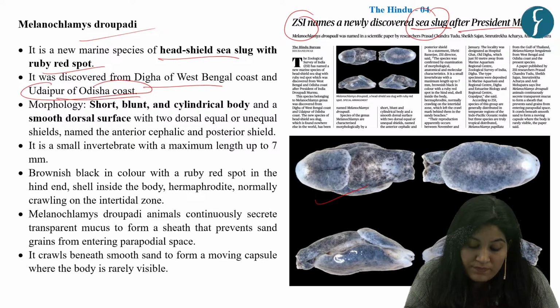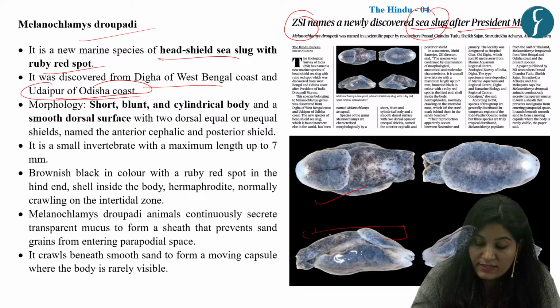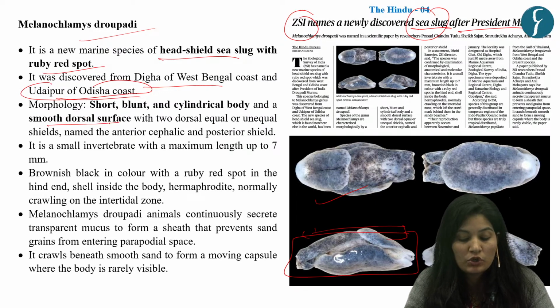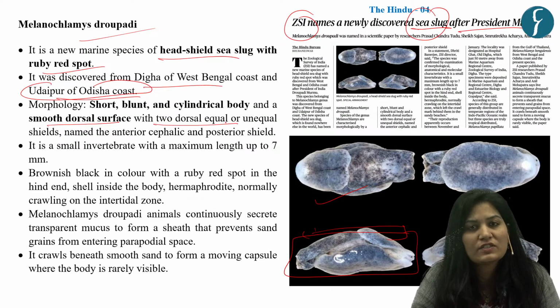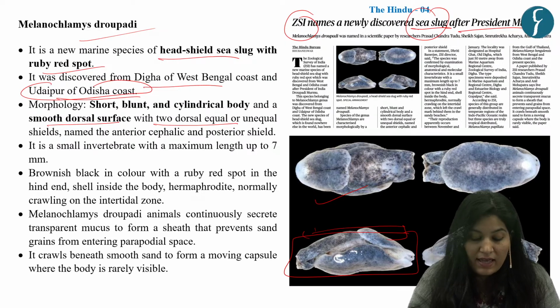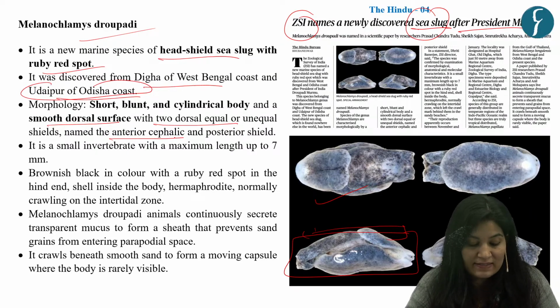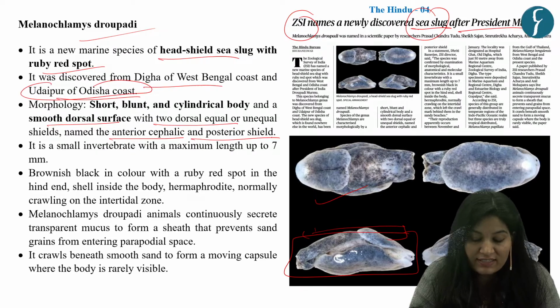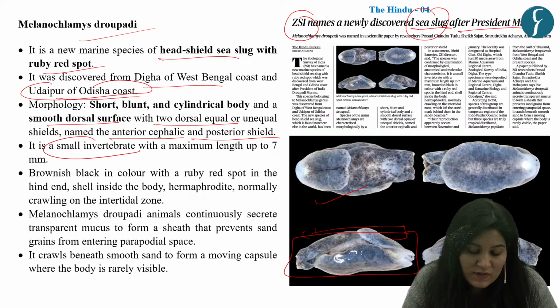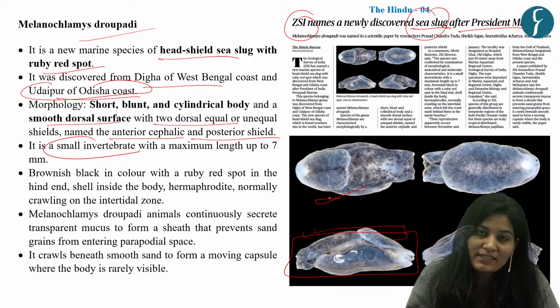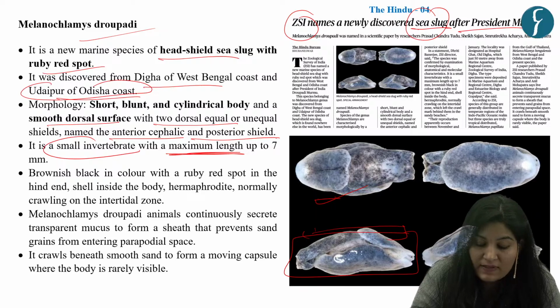If we go with the morphology, it is short. You can see in this image, it has a short, blunt and cylindrical body and a smooth dorsal surface. Dorsal means the upper side or back of the sea slug. An additional feature is that the sea slug has two dorsal parts, equal or unequal in size, named the anterior cephalic shield and the posterior shield. Anterior means relating to the head part, and posterior means the back or rear part. It is a small invertebrate. Invertebrate means a cold-blooded animal without bones. So this sea slug is cold-blooded without bones, with a maximum length of 7 millimeter.